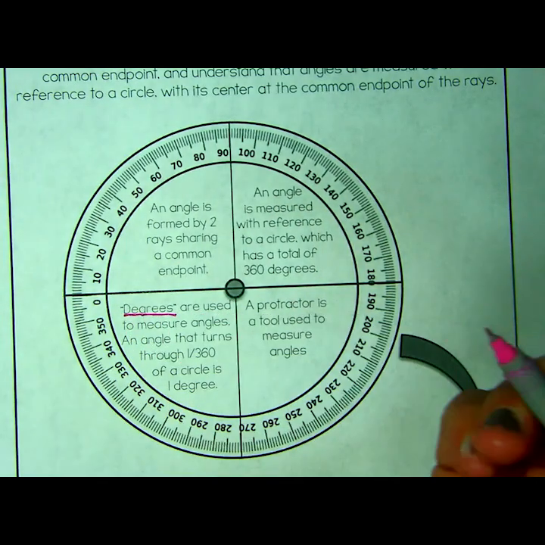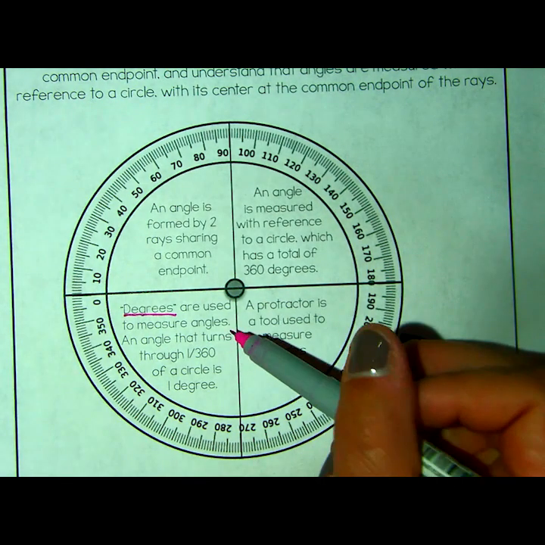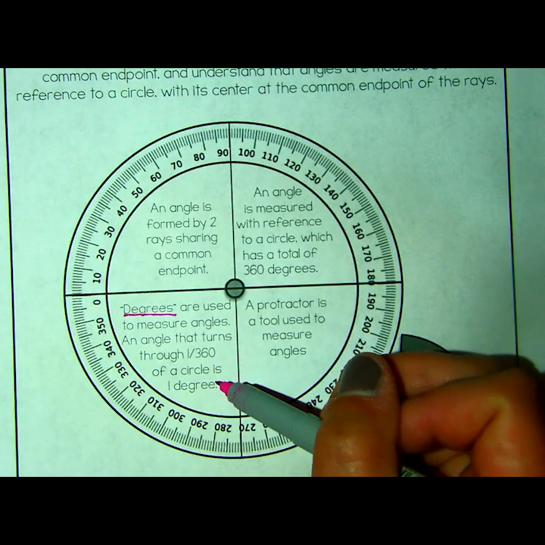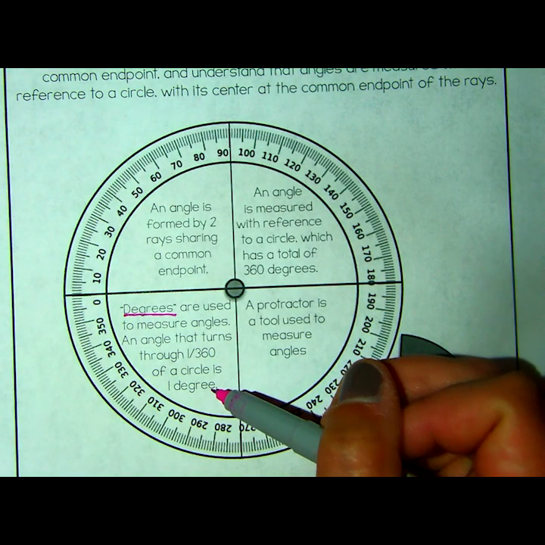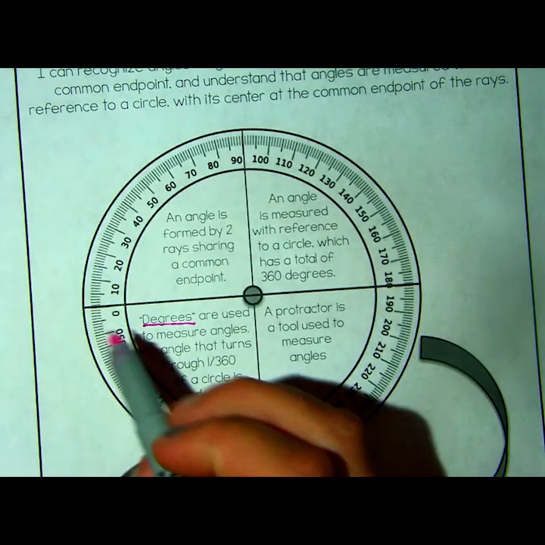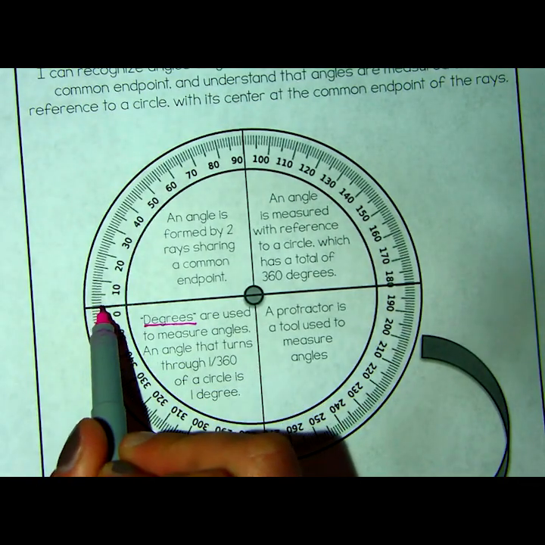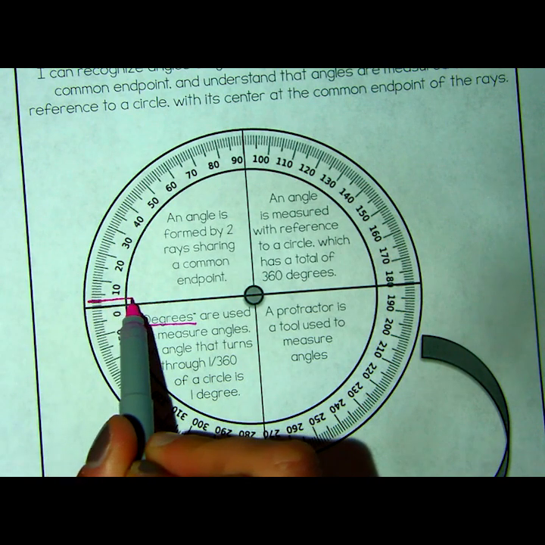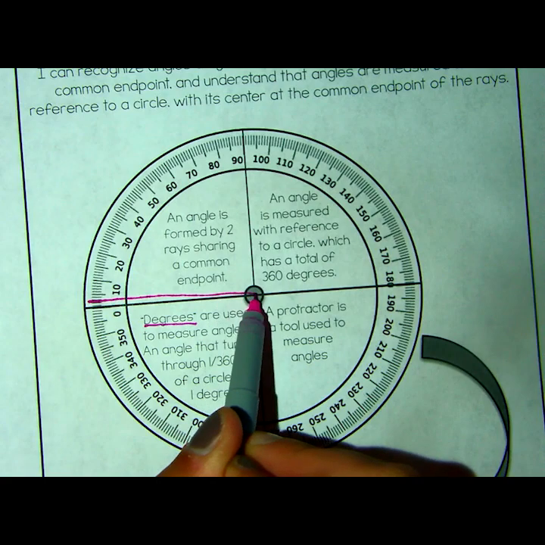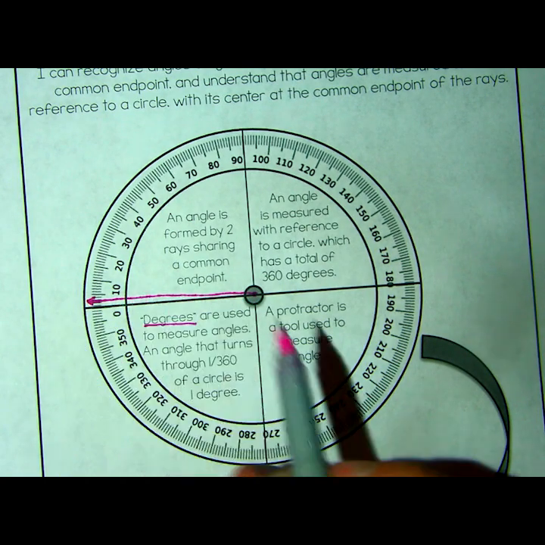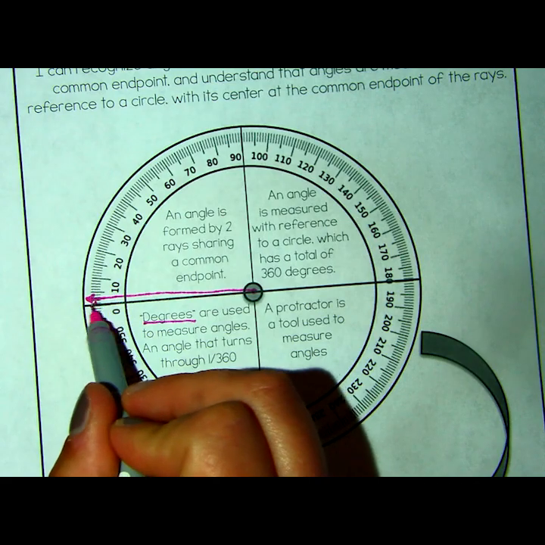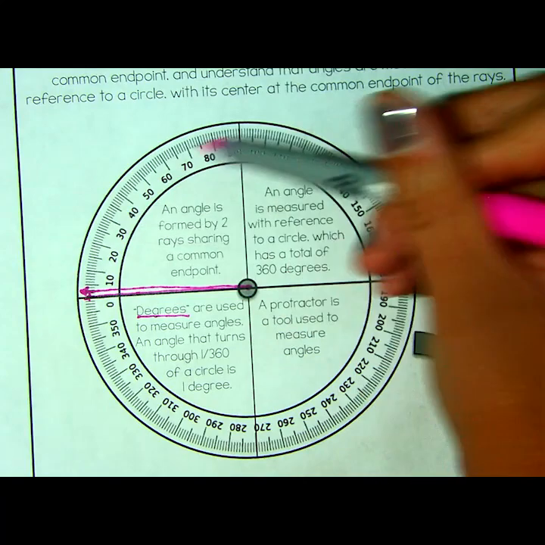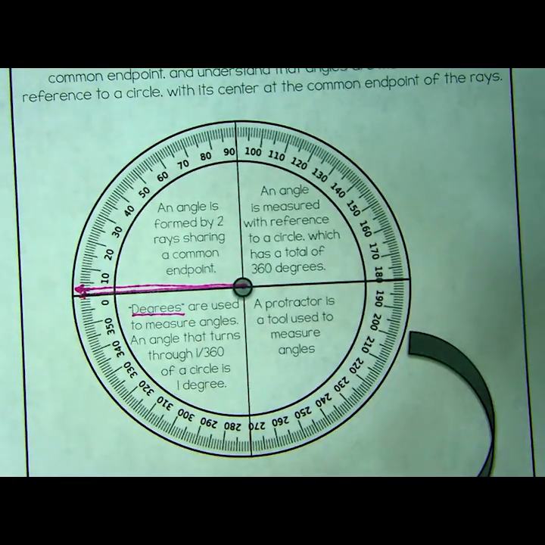We've been using that as we've talked about angles, but they're used to measure the angles. If you had an angle that turned through 1/360th of a circle, it is just 1 degree. Now that would be very difficult to draw, but you can see right here, just past that 0 mark would be 1 degree. So this angle would just be 1/360th because it would pass through 0 and then just 1 degree. So there are 360 of those little marks in this circle.